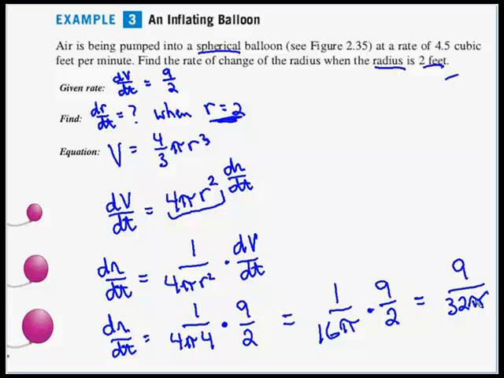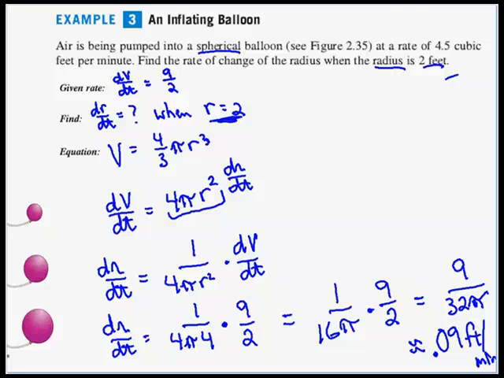And if we punch that into a calculator, we don't know exactly what that is, 9 divided by 32 pi, roughly it's 0.09 feet per minute. So almost a tenth of a foot per minute for that spherical balloon. That's how much the radius is growing per minute as we continue to pump air into that balloon.